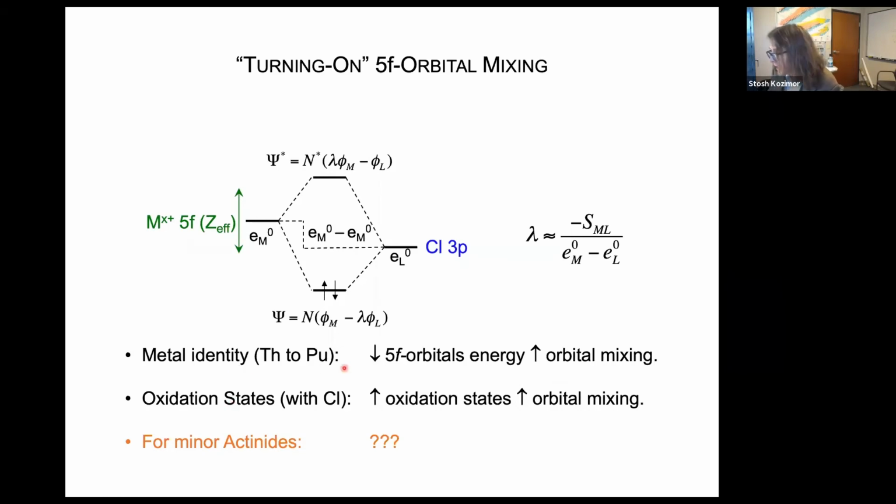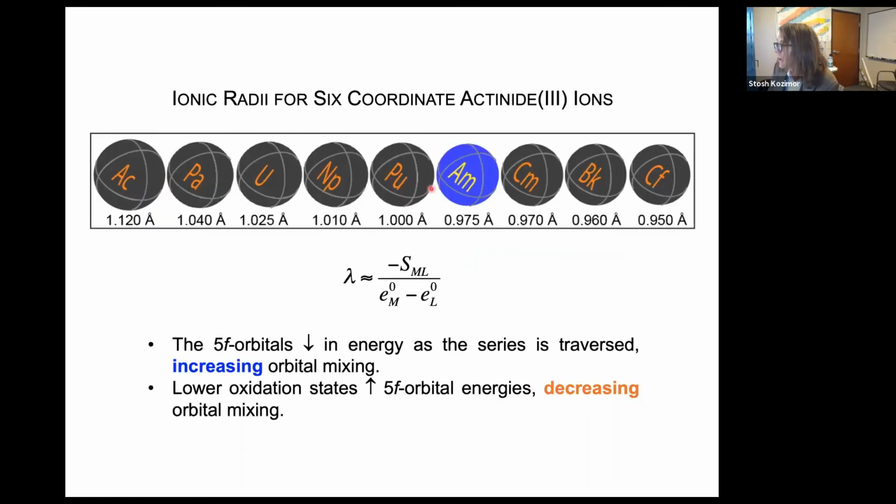Okay, I'd like to now think about what we're seeing. As we move across the actinide series, we turn on covalency. When we increase oxidation state, we turn on covalency with the 5Fs. What happens with the minor actinides? We're going to go one more step to the right of plutonium. That should turn on f orbital mixing, but americium isn't very stable in the +4 oxidation state. So we're going to drop the oxidation state down to +3, and that should decrease covalency.